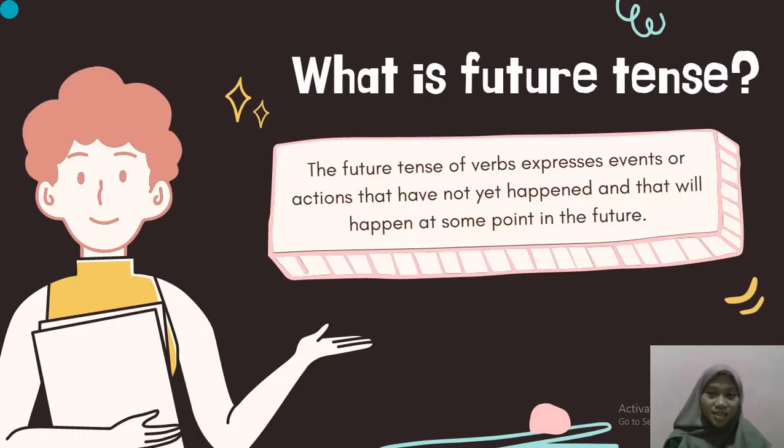What is future tense? The future tense of verbs expresses events or actions that have not yet happened and that will happen at some point in the future. So when we want to make a sentence or say something for the future or planning, we can use this tense. The time signals of this tense are like tomorrow, next day, next morning, next week, next month, and next year.